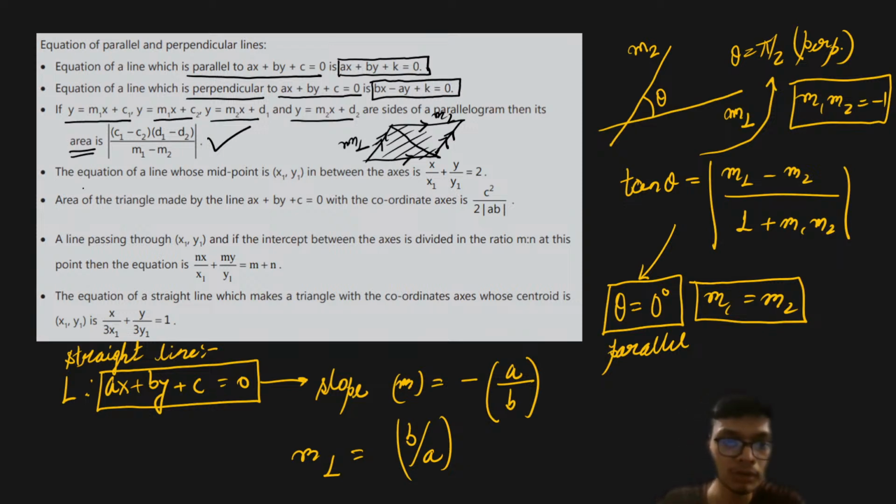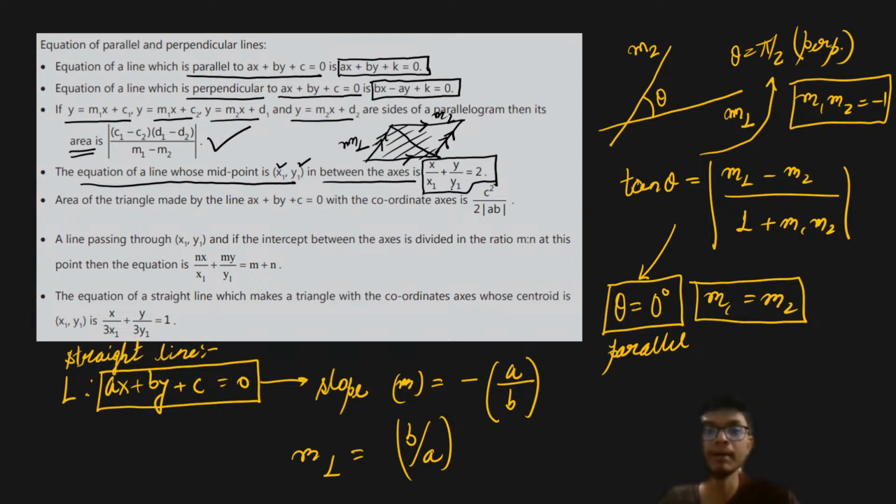Okay, so if we have to find the equation of a line whose midpoint is given as x1, y1 and which lies between the axes, then that equation of the line is simply given as x by x1 plus y by y1 is equal to 2. Okay, now this was very handy in many questions.